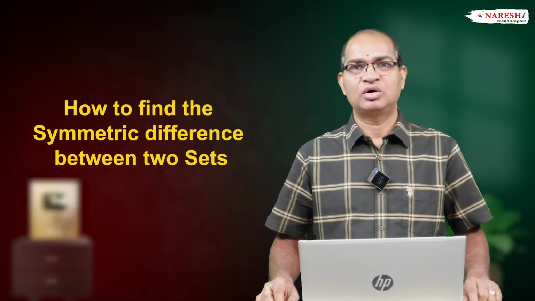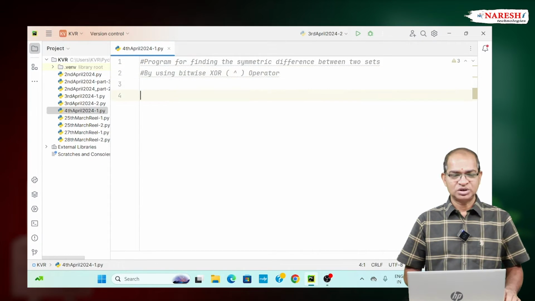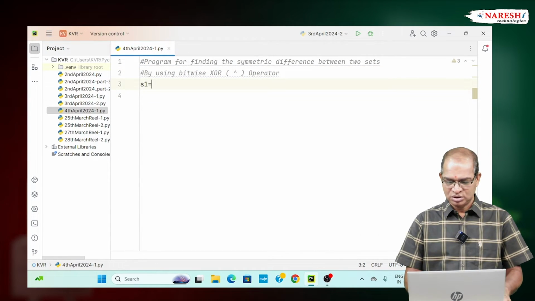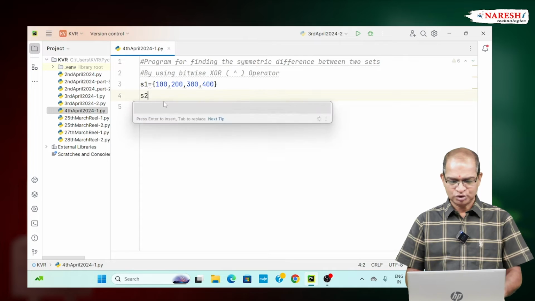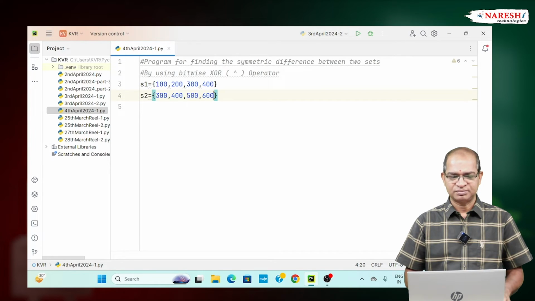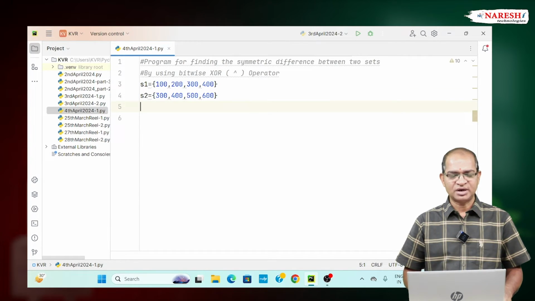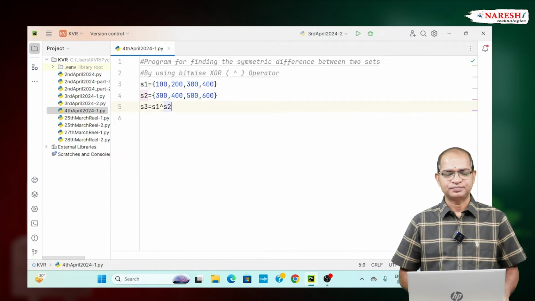Let us consider the following code. S1 is equal to the values 100, 200, 300, 400. S2 is equal to 300, 400, 500, 600. And find the symmetric difference between this S1 and S2. S3 is equal to S1 exclusive OR operator S2.